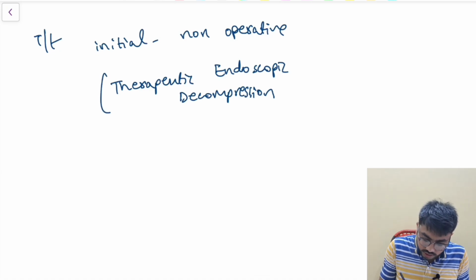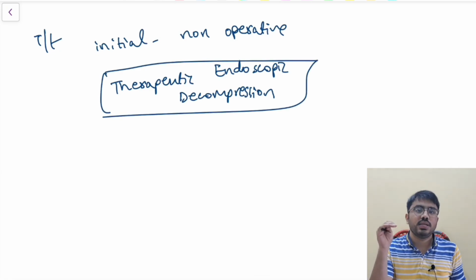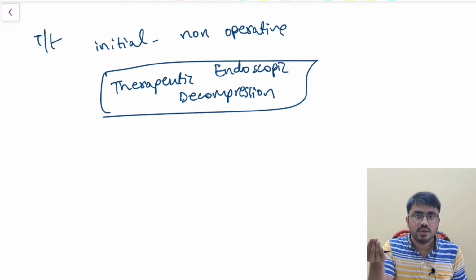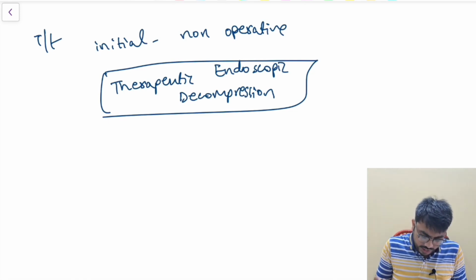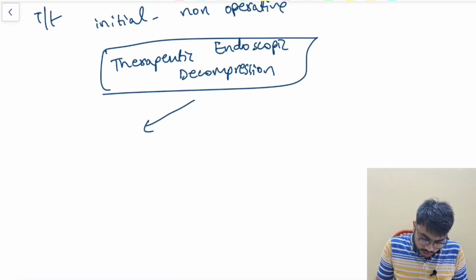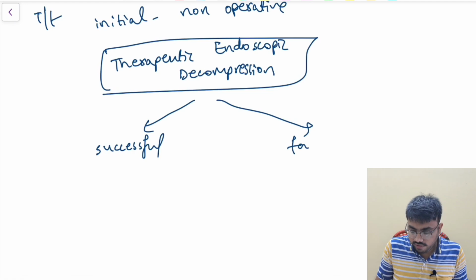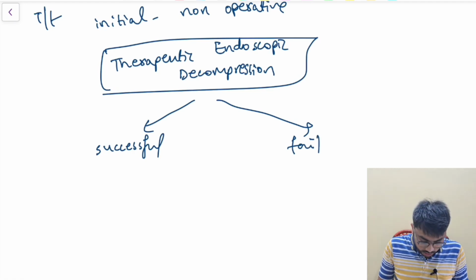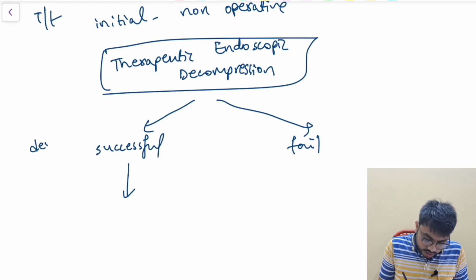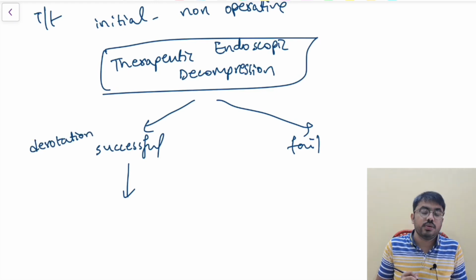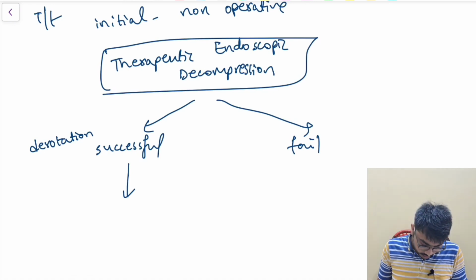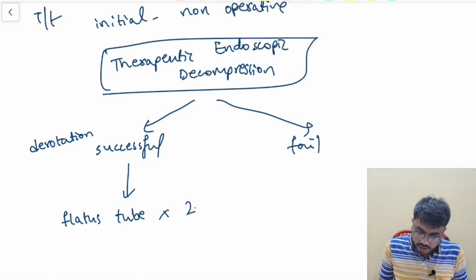And I am going to remind you, the first step is not the surgery. The first step is endoscopically I will try to get it to the normal position. I have to get a therapeutic endoscopic decompression done. Now I can do a sigmoidoscopy or colonoscopy to get this done. There might be a chance this will be successful, or there might be a chance it may fail also. If the derotation is successful by therapeutic endoscopic decompression, then I have to insert a flatus tube and retain that for 2 to 5 days.